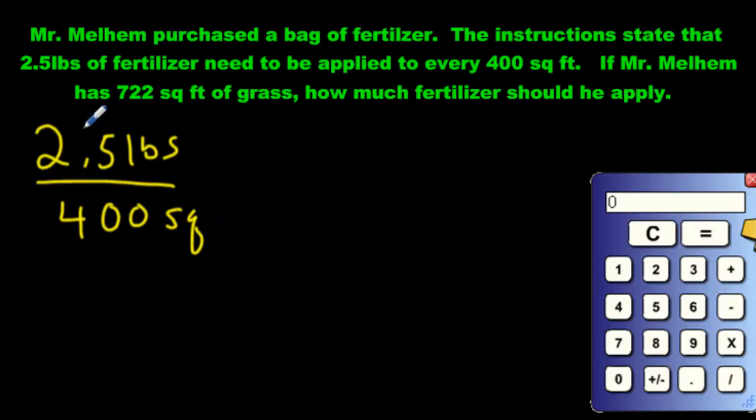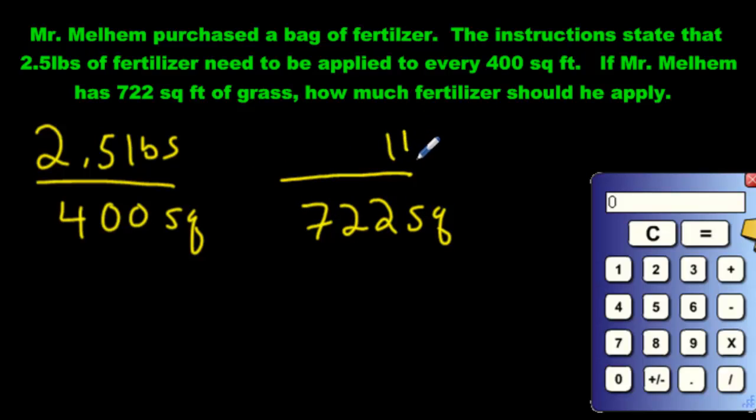If Mr. Melham has not 400, see, it's not a perfect world. Just because the bag says 400 doesn't mean you're going to have 400 square feet. Mr. Melham has 722 square feet. How many pounds of fertilizer does he need to apply? Proportions are so important with this because if you just guess, you may add too much fertilizer and it'll burn your lawn. You don't add enough, your lawn ain't going to turn green. So you need to keep the proportion the same.